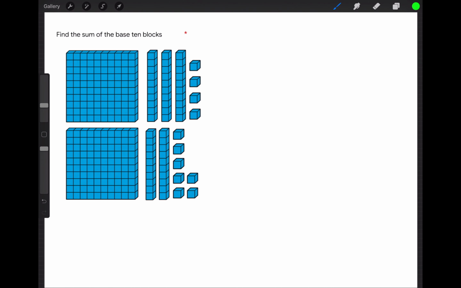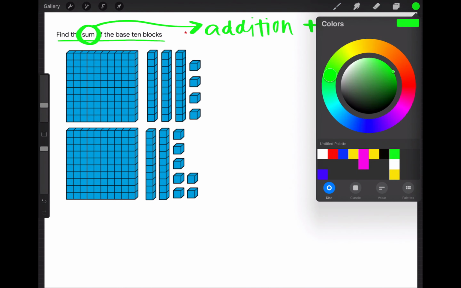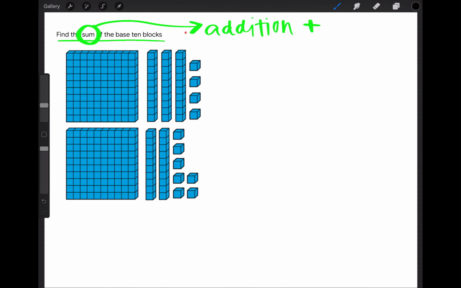Now, the first thing that we need to figure out is, what does the word sum mean? Go ahead and think about that for a minute. What does sum mean? We should all know this. I know we've learned it in our class before. That's correct. Sum means addition. So when you are using addition, it means that you are going to add numbers together in order to find your answer. So let's take a look at these squares that we have down here.